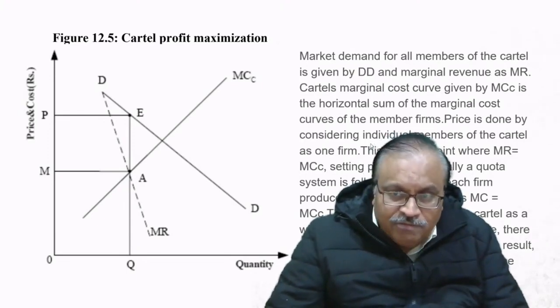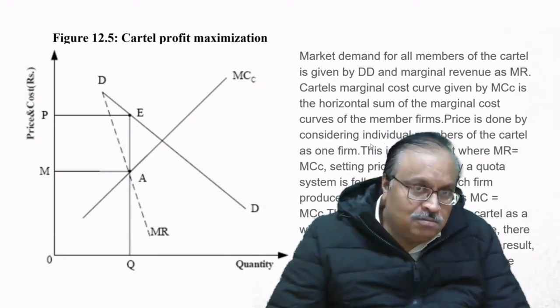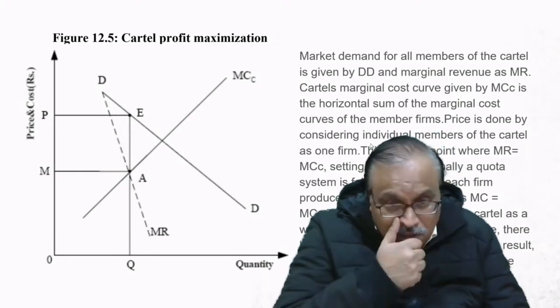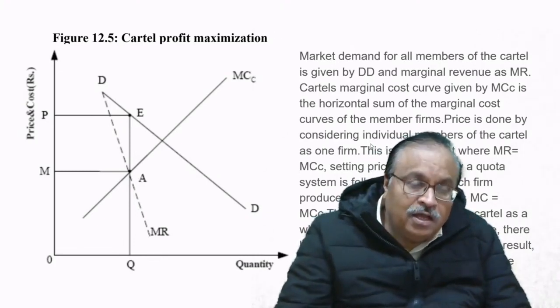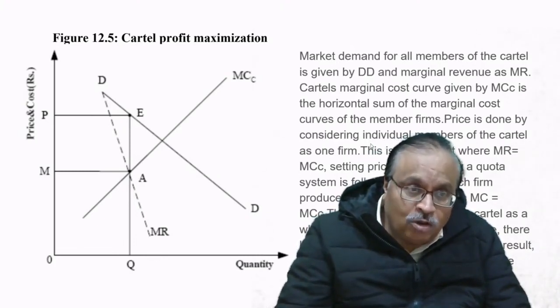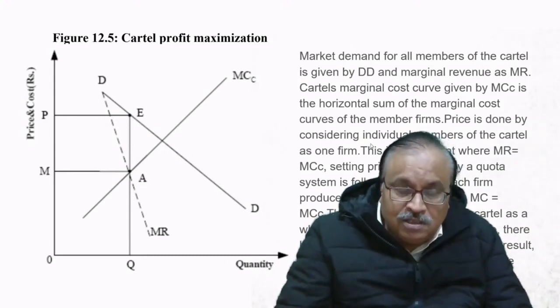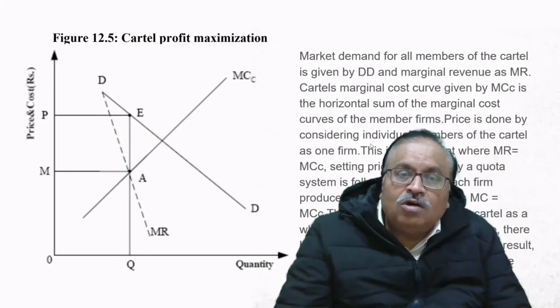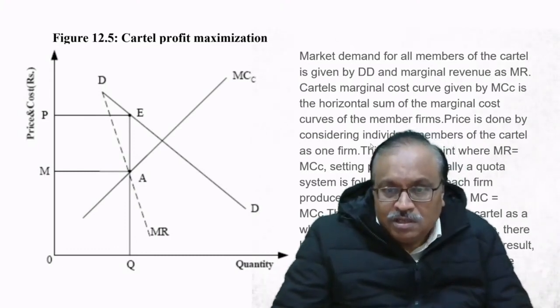There is an incentive for the cartel as a whole to restrict output. Why? Because they all are working together. If they restrict their quota of supply, then what usually happens? They can command the price. They can increase the price or decrease the price depending upon their own interest.